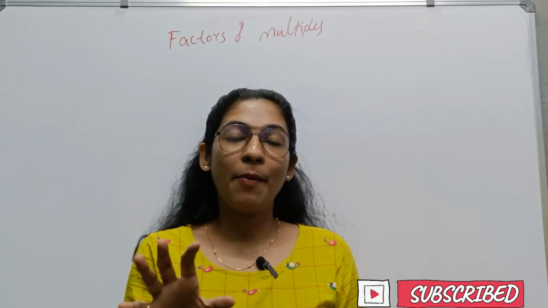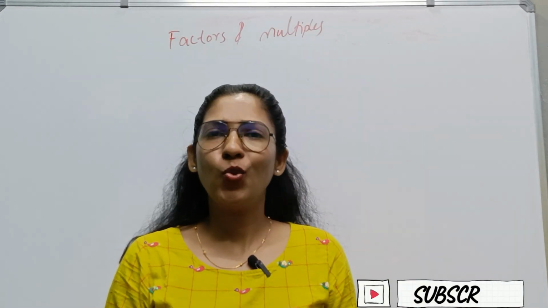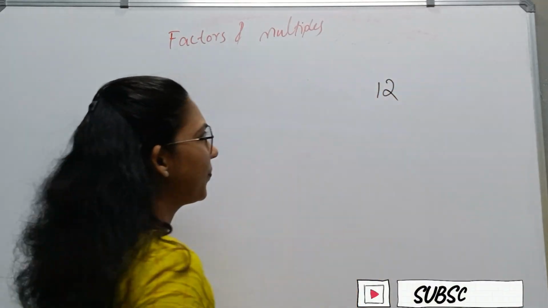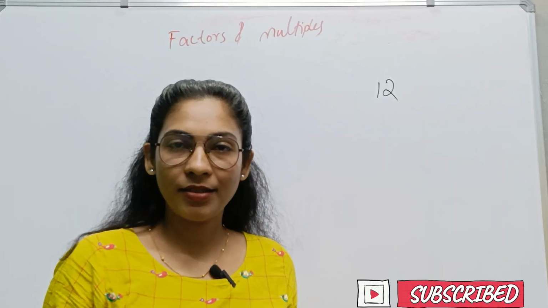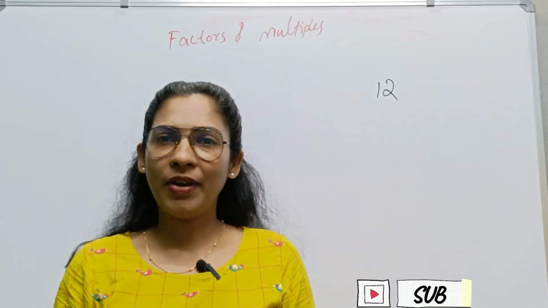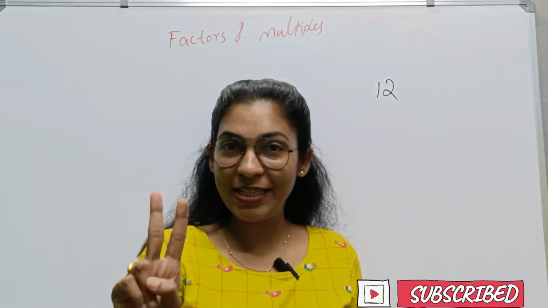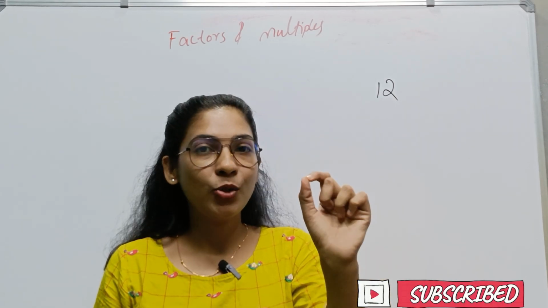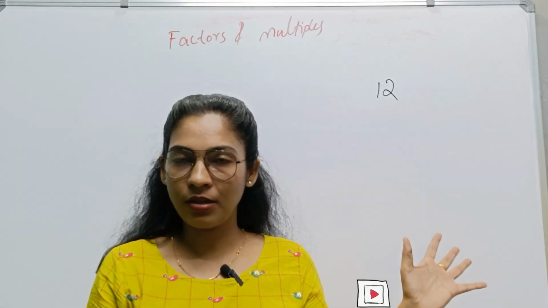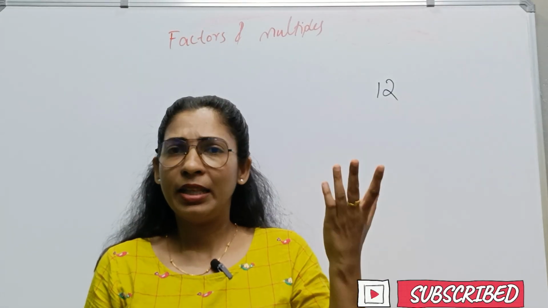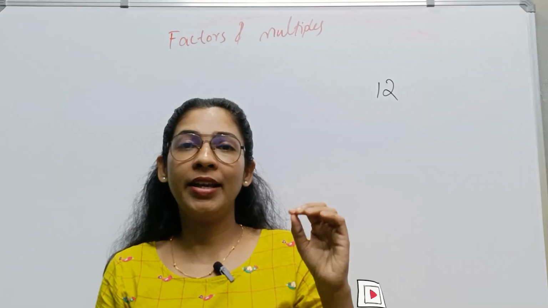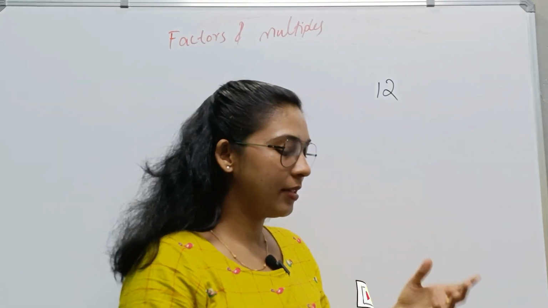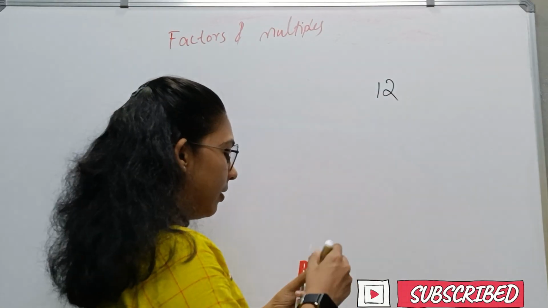So guys, the next topic is factors and multiples. What are factors? If we take the number 12, which are the factors of 12? How can we find them? If we multiply any two numbers and get 12 as their product, then those two numbers are said to be factors of this number. Or in other words, the multiplication tables which contain 12 as an answer give the factors of that number. Simply, we can write it like this.